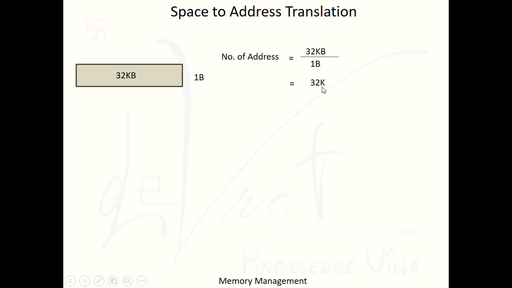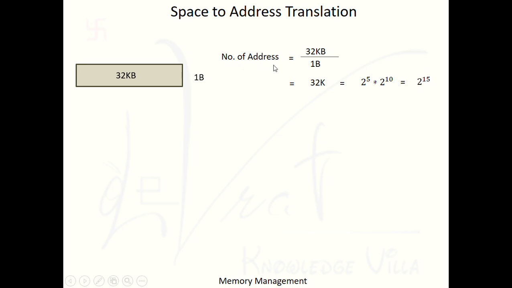Kilo means 2 raised to 10 and 32 means 2 raised to 5, so it will be 2 raised to 5 into 2 raised to 10. So we can write 2 raised to 15 in place of 2 raised to 5 into 2 raised to 10. Yes, definitely it will be 2 raised to 15. Get it? So these are the number of addresses.